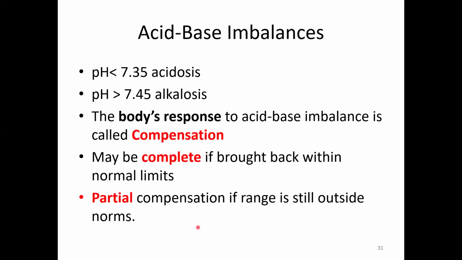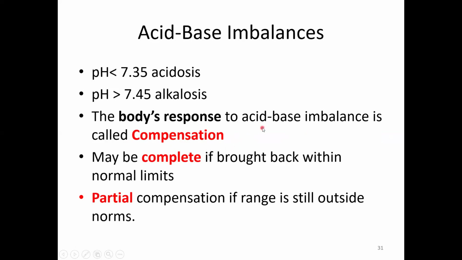So we already discussed that the condition when the pH decreases below 7.35 is known as acidosis and above 7.45 is alkalosis. When the body responds to such changes, that is known as compensation. The natural response of the body against the pH change or acid-base imbalance is known as compensation.